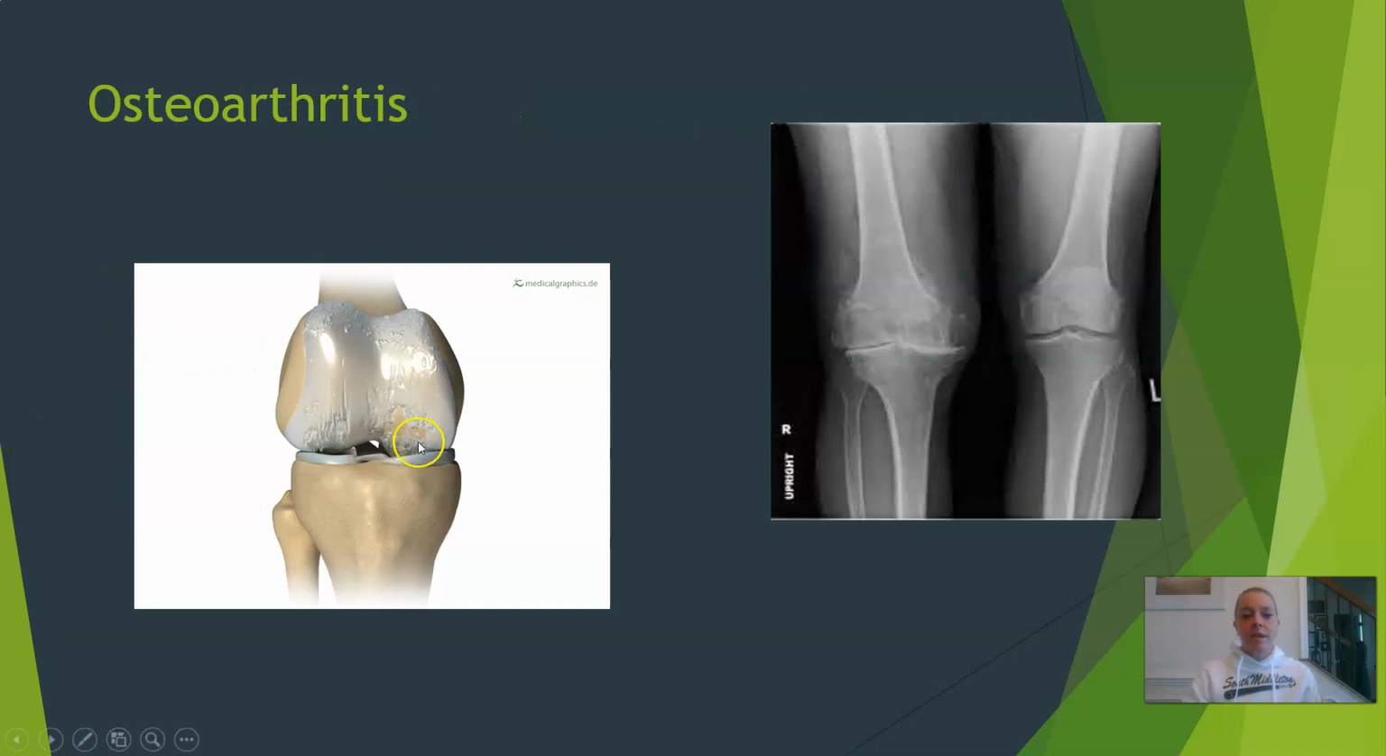So osteoarthritis. This is a diagram just depicting the wearing away of the cartilage at the end of the femoral condyle, so you can imagine that's going to be rather painful. I want you to take note in this picture too.